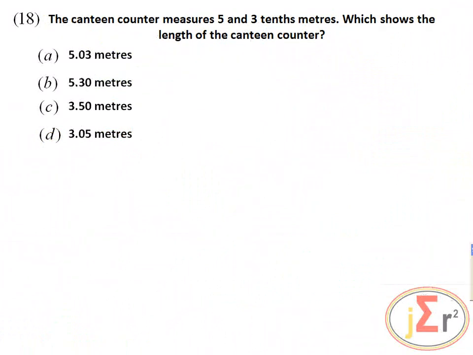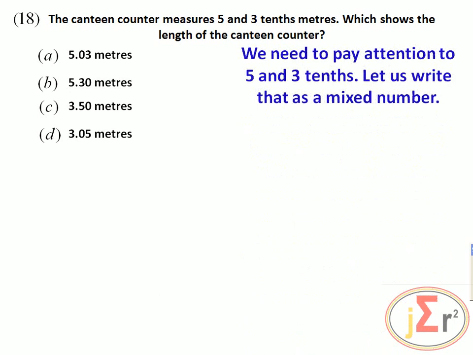The canteen counter measures 5 3/10 meters, which shows the length of the canteen counter. So which one of these will be the length? The length of the canteen counter. 5 3/10 meters. We need to pay attention to 5 3/10. Let us write that as a mixed number. 5 3/10.